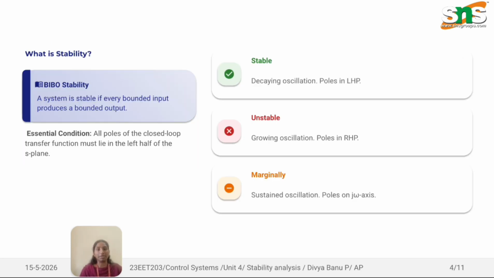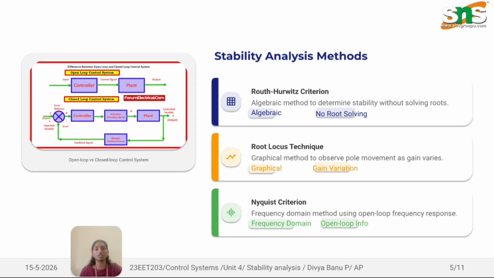What is stability? A system is said to be stable if every bounded input produces a bounded output. We are giving some input and we are expecting some output. If the given input and the expected output are satisfied, then we say that the system is stable. If it is not satisfied, we say it is unstable. If we get a partial output, then we say marginally stable. These are the three types of stable systems.